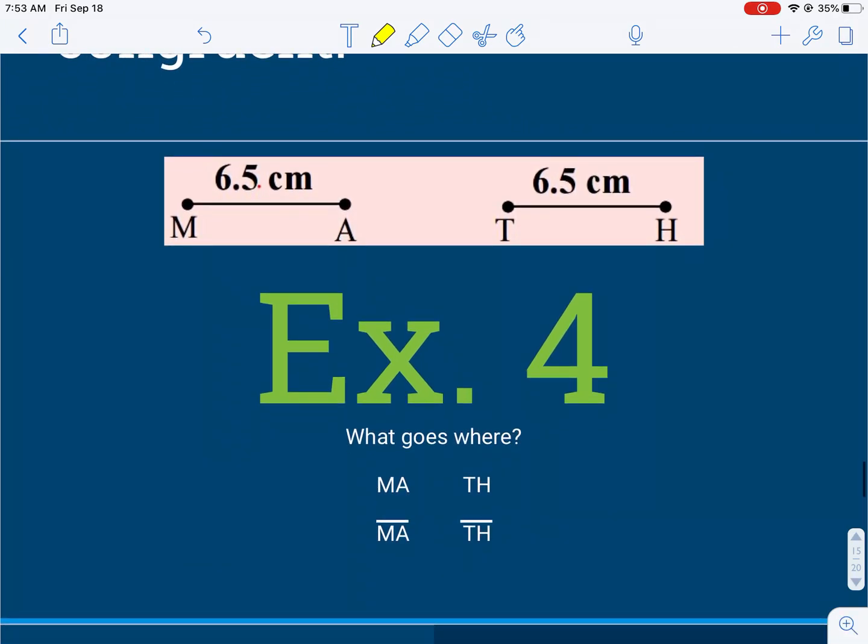Okay, so for example, without the lines, I'm referring to the numbers. So MA equals TH. With the lines, I'm referring to the actual line segments. They're identical, so they get the congruent sign. This one is referring to the numbers. This one's referring to stuff. Lines, squares, whatever.